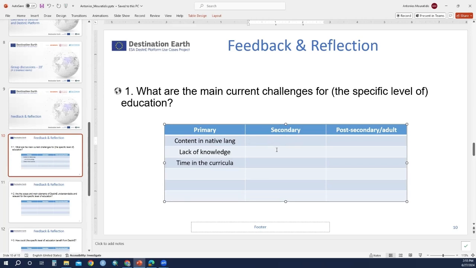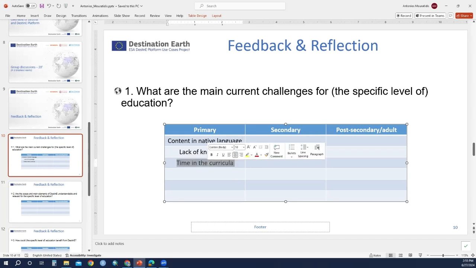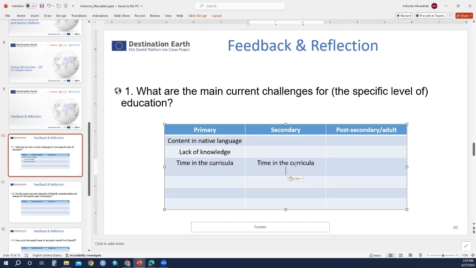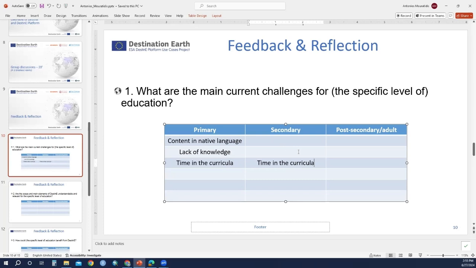Thank you. So let's go to the secondary education. For the secondary education, also the lack of time in the curriculum came up as too much to teach, too little time. But also the teaching materials and access to appropriate data, as well as the engagement from students and the educators.